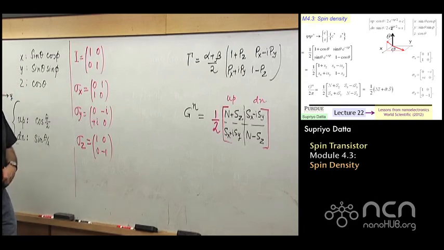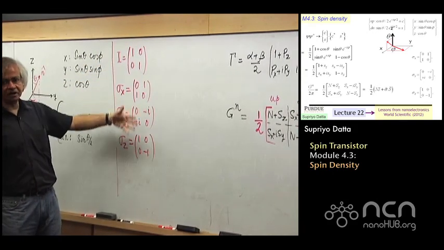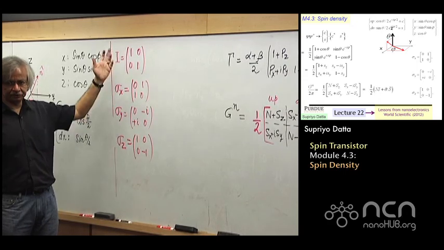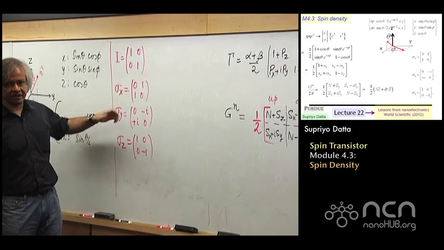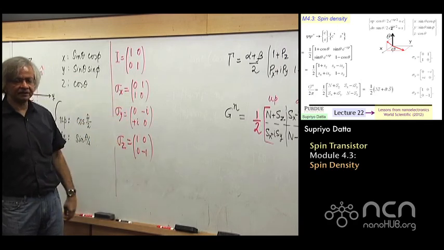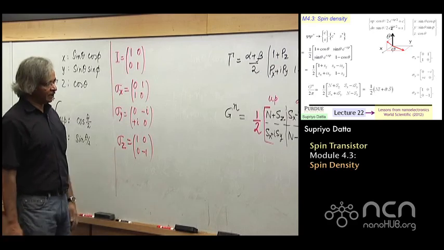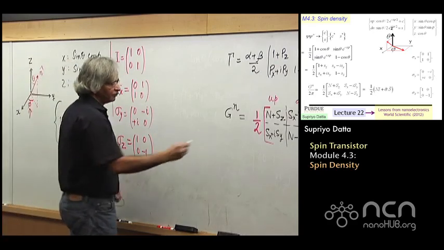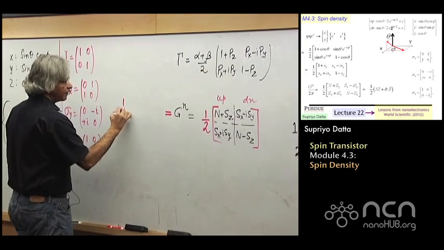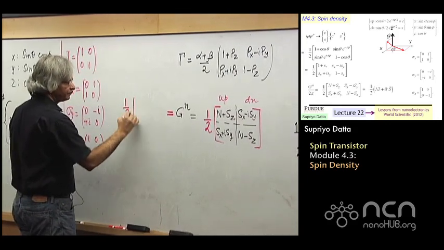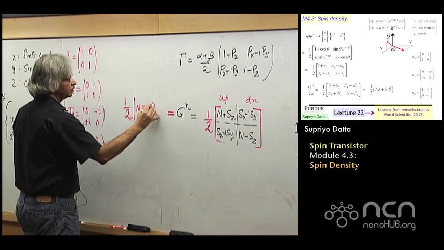And in general, any 2 by 2 complex matrix can be written as some linear combination of these. So you could always write it as something times this plus something times that, something times that plus something times that. Okay? So these are these Pauli spin matrices. And what I claim is that this Gn that we have written here, you could write it like this. Half of, like we had before, N I plus sigma dot S.